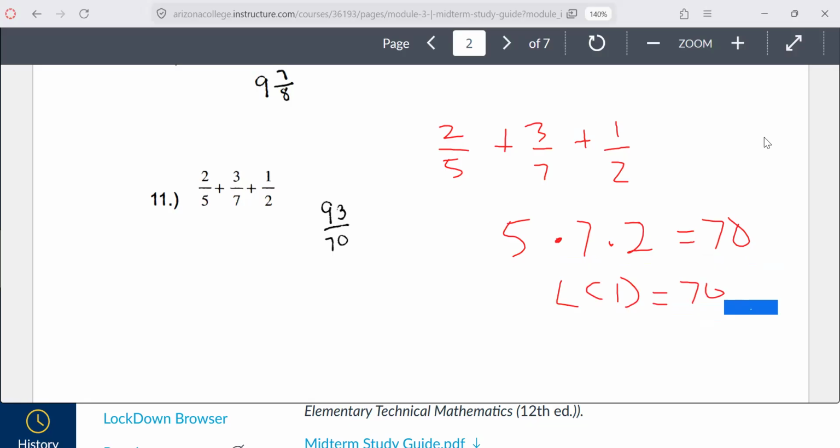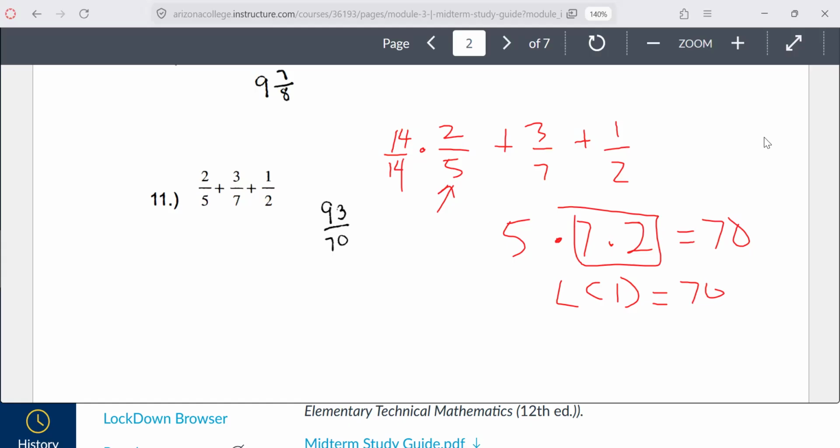Now we're going to make sure that we change these fractions to have the denominator of 70. So we're going to do that. Now 5 here times what gives you 70? 5 times 14. That is 7 times 2. 5 times 14 gives you 70. So we're going to multiply this by 14 over 14. Remember, 14 over 14 is 1. So I'm not changing the value of the fraction.